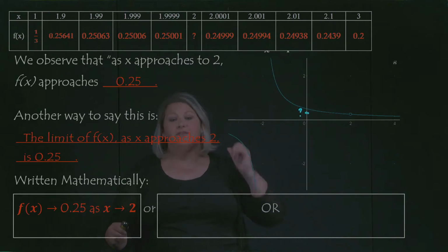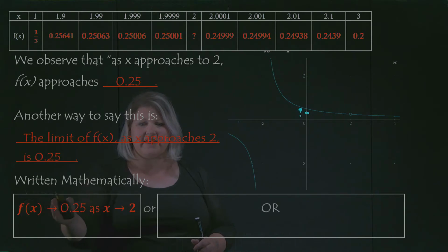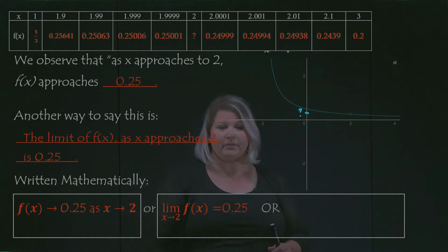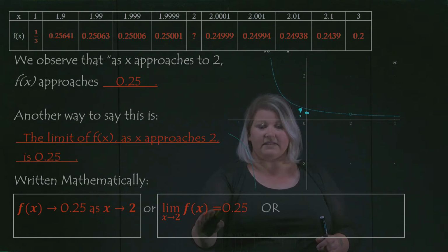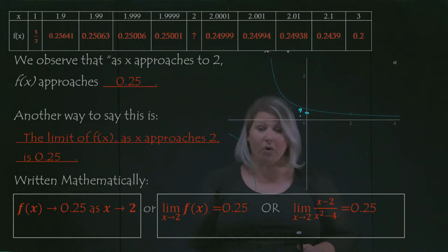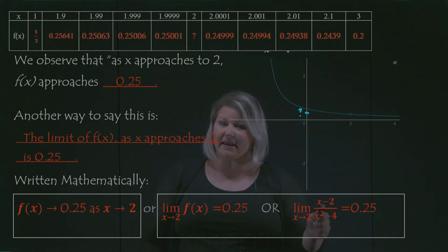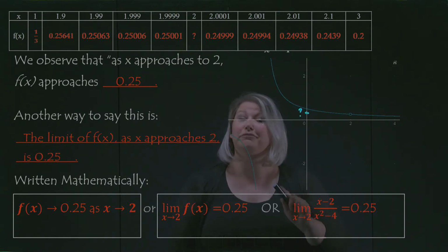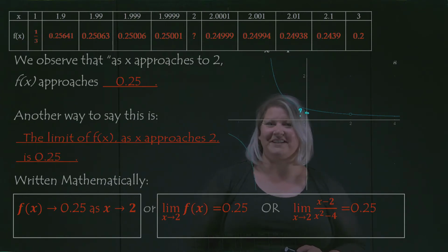Mathematically, we write this a couple of different ways. We use the arrow for approaching, okay? So here we're saying f of x is approaching 0.25 as x is approaching 2. We can also write it another way. We can say that the limit of f of x as x approaches 2 is equal to 0.25. Or we don't have to use the function notation. We can actually write the function. We can say that the limit of x minus 2 over x squared minus 4 as x approaches 2 is equal to 0.25. It's quite a mouthful, isn't it?